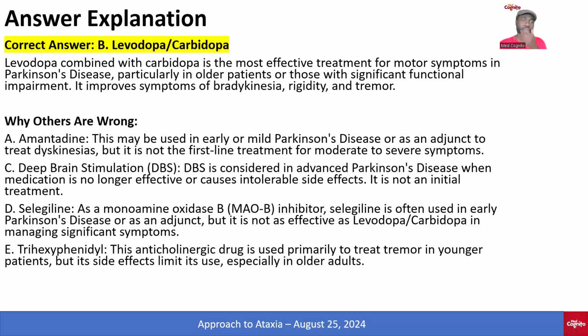Okay, good. Now, what about deep brain stimulation? Why is it a wrong answer option? Deep brain stimulation is considered in advanced Parkinson's disease when medication is no longer effective. But this patient has not tried any medication yet.